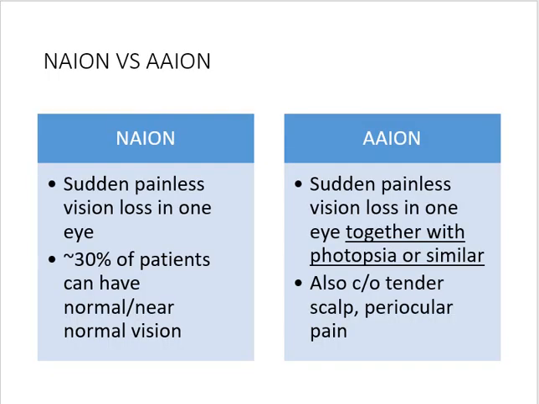Here's just a quick comparative table to help you distinguish between NAION and AAION. In NAION, or non-arteritic, you get sudden painless vision loss in one eye, as opposed to arteritic, where there is sudden vision loss in one eye, but the patients can also present with photopsia or flashing lights. And 30% of patients with NAION can have normal or near normal vision, whereas with AAION usually there is quite severe vision loss. And also to look out for with that condition is the tender scalp and the periocular pain.